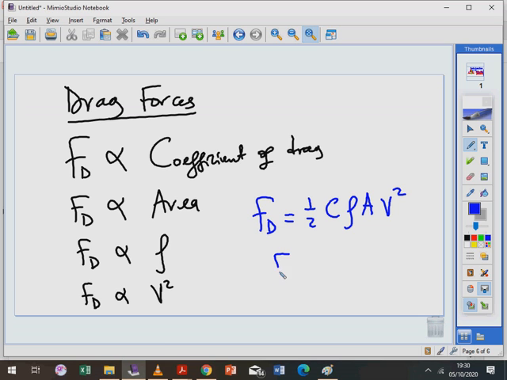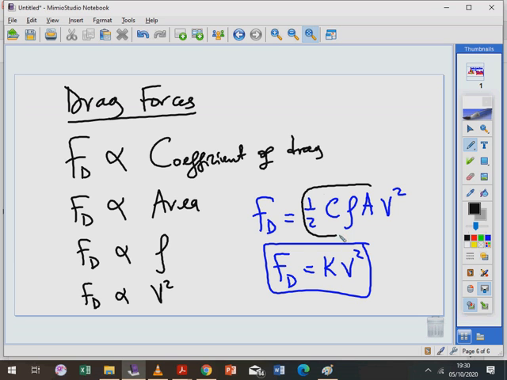Sometimes you find people writing it as Fd equals K V squared, where K is a constant, and that simply stands for the fact that all of these terms, for the same fluid, for the same medium, are going to be constant. The coefficient of drag will be constant, the density will be constant, the area of the material going through the fluid will be constant. So the only thing that can change is the velocity. All of these other things will be constant, either for the material or the fluid. That's why it's summarized into this expression.